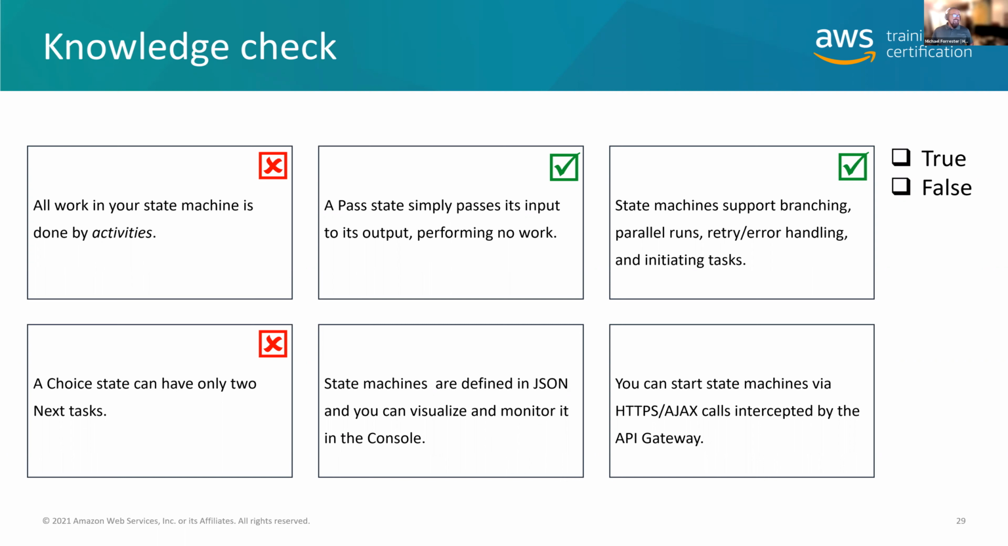Okay. All right, so true or false, state machines are defined in JSON and you can visualize and monitor them in the console. Is that true? Are they defined in JSON? Can you visualize them in the console? Yeah. All right, last but not least, can you start state machines? Can you kick off a step function via web calls intercepted by an API Gateway? Can API Gateway kick off a state machine?